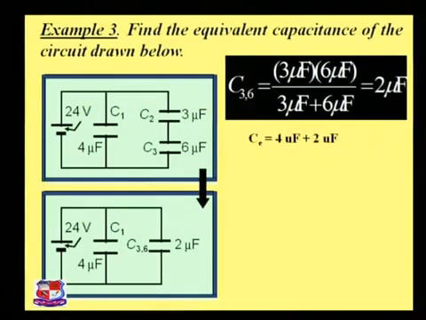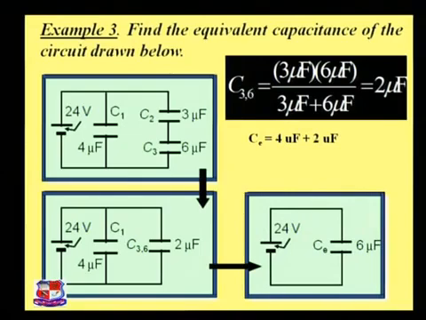Now C1 and this equivalent are in parallel form, and in parallel the capacitances are summed, so we add 4 microfarad and 2 microfarad and get the equivalent capacitance, that is 6 microfarad. So you can replace C1, C2 and C3 with only one equivalent capacitor of 6 microfarad.